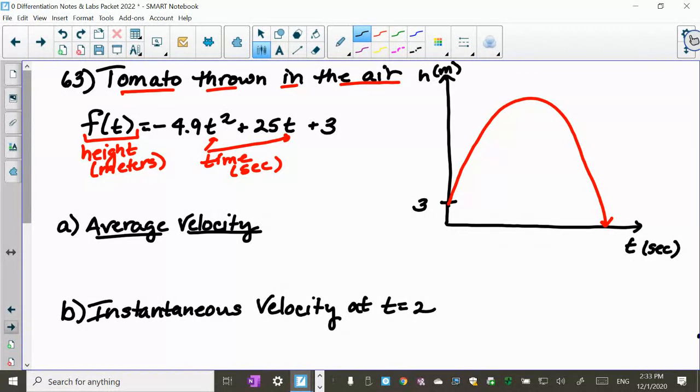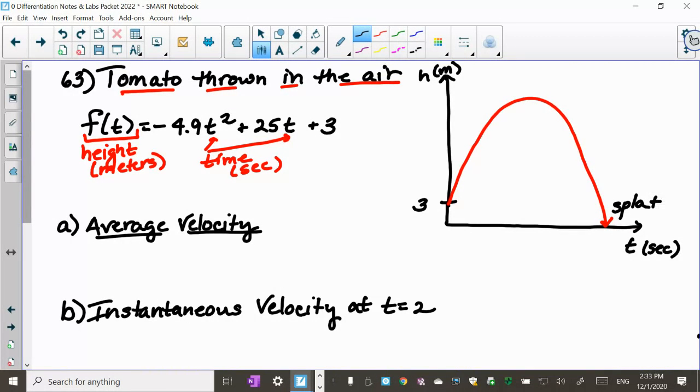So I did a little sketch because life is in quadrant 1. I know this is a quadratic, it's negative. And if I put 0 in for t, I see that it's thrown at 3 meters. And I labeled it my height in meters, my time in seconds. And so I know this tomato is going to go splat right here and it's going to hit the ground.